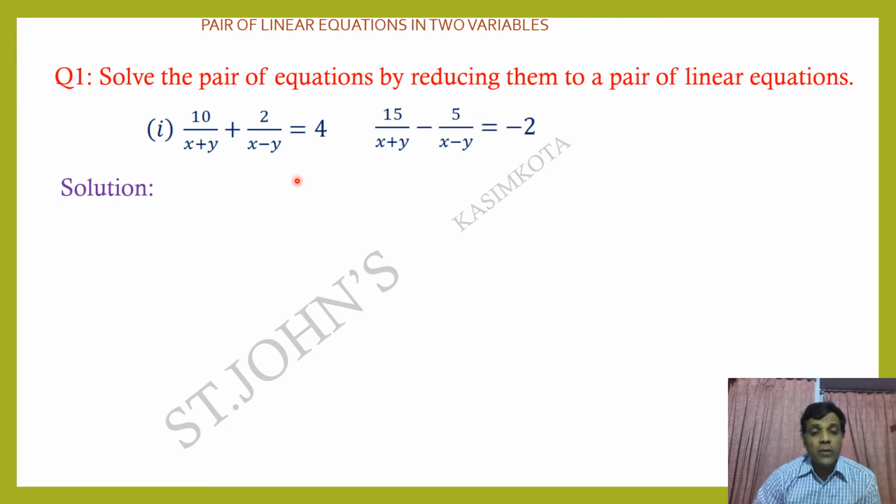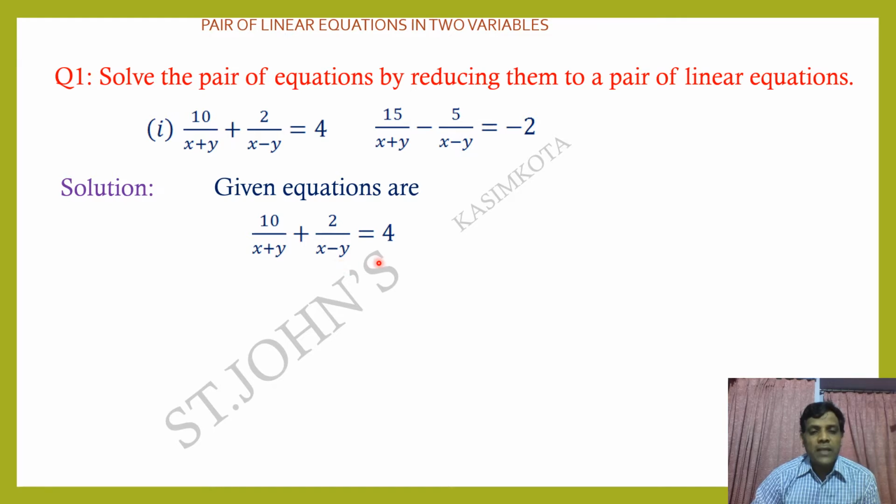Solution. First of all, you have to write the given equations. The given equations are 10 by x plus y plus 2 by x minus y is equal to 4. The second one is 15 by x plus y minus 5 by x minus y is equal to minus 2. Do you know what the reducing terms are? Here the reducing terms are x plus y and x minus y.